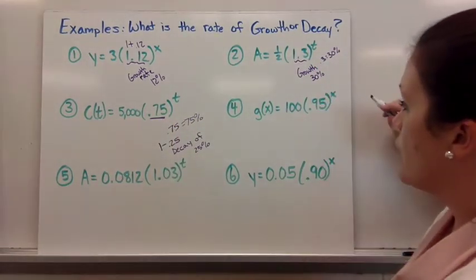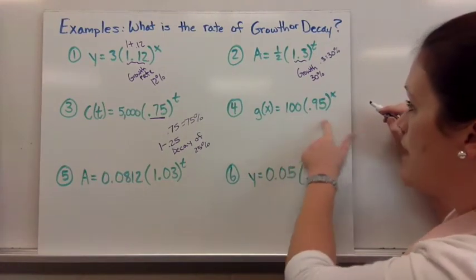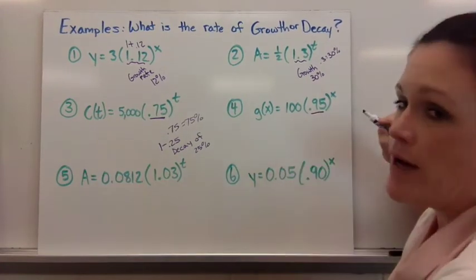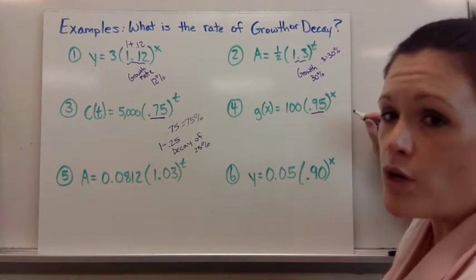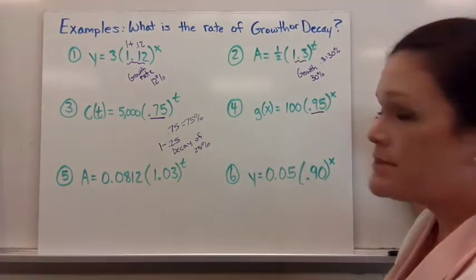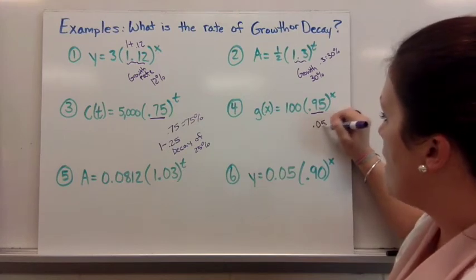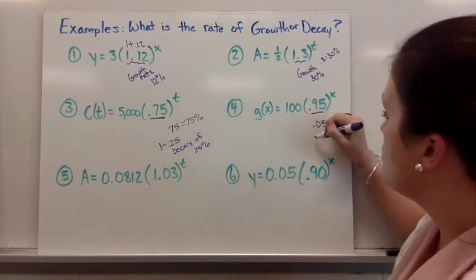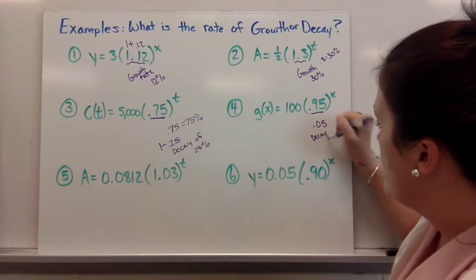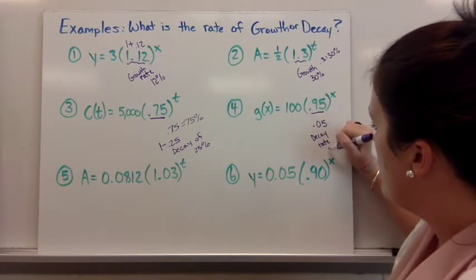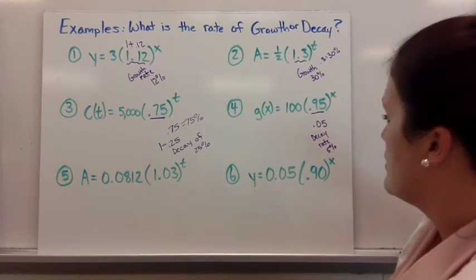So for number 4, again, this other stuff really doesn't matter. We're just looking at 0.95. How much less than 1, because that's less than 1, is 0.95? So 0.95 is 0.05 less than 1. So this one was a decay at a rate of 5%.